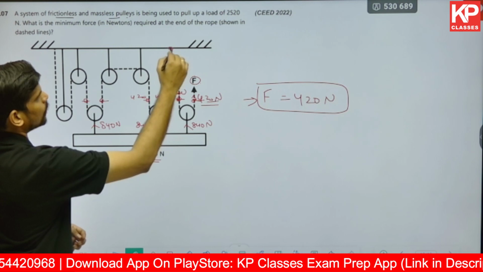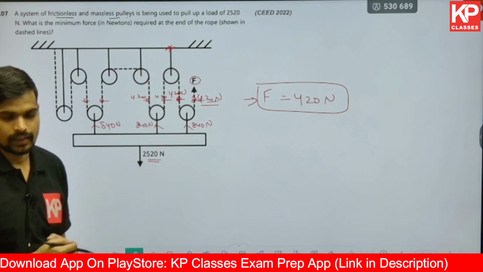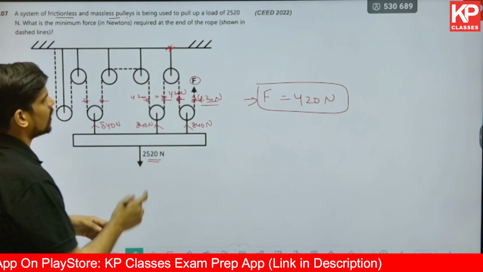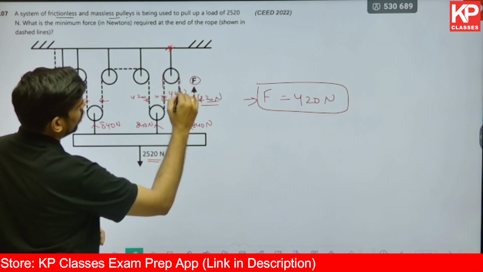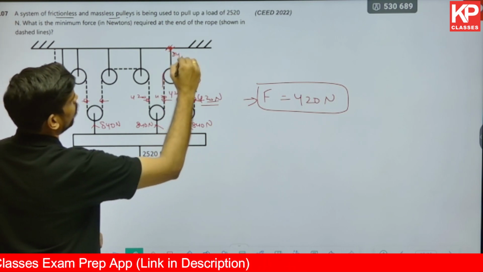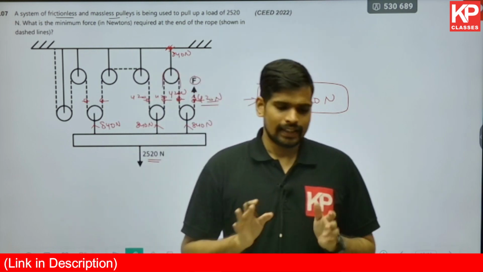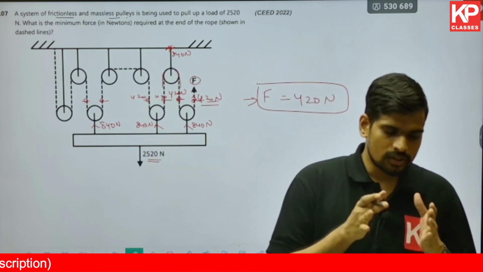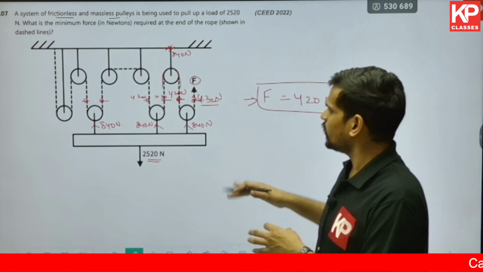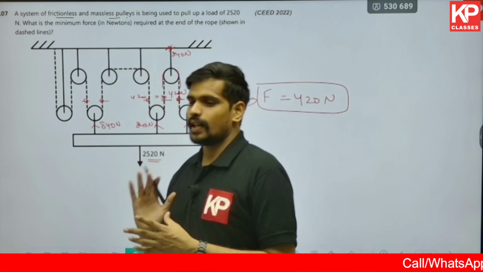So if someone asks you what is the load at this point in the ceiling, at the rigid support, how much is the force? It will be 420 over here, 420 over here. So that's going to be 840 newtons. Similarly, you can calculate for all these points, but in the CEED examination, questions are based on logical reasoning and not physics again. So you need not work out the free body diagrams in detail.